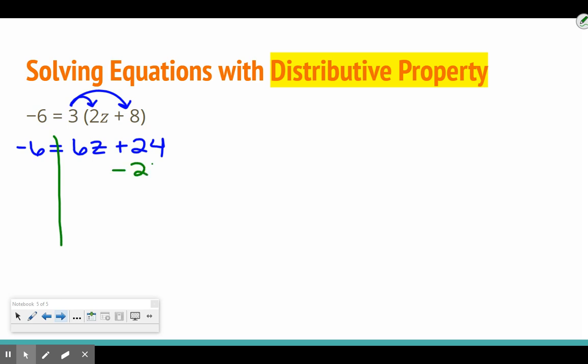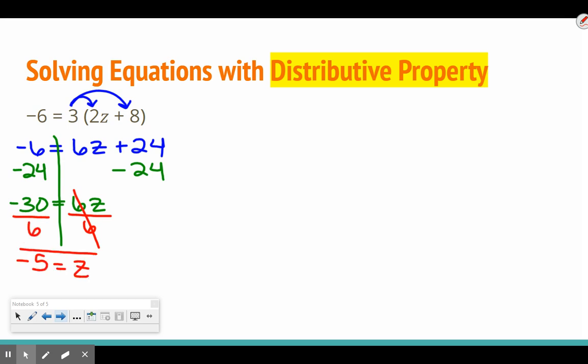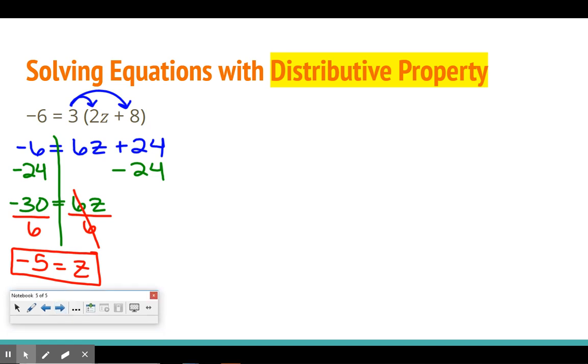So then we subtract 24, so we get negative 30 equals 6z. Then I'm going to divide by 6 to get rid of the 6 over here. So I get negative 5 for my z value. And make sure you're pausing the video when you need to so you can take the notes that you need.